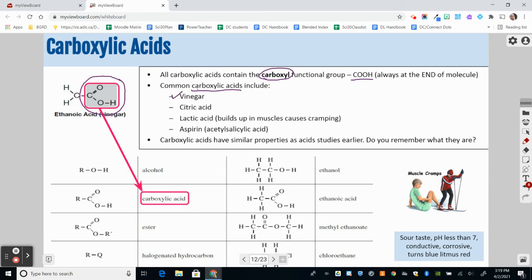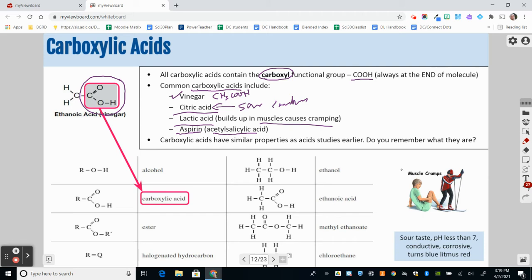There are some common carboxylic acids that you should be able to recognize for sure. Vinegar is CH3COOH, acetic acid. Lactic acid is what builds up in your muscles when you're cramping. Citric acid is in those sour candies. Aspirin contains acetylsalicylic acid, so it's a type of carboxylic acid as well.